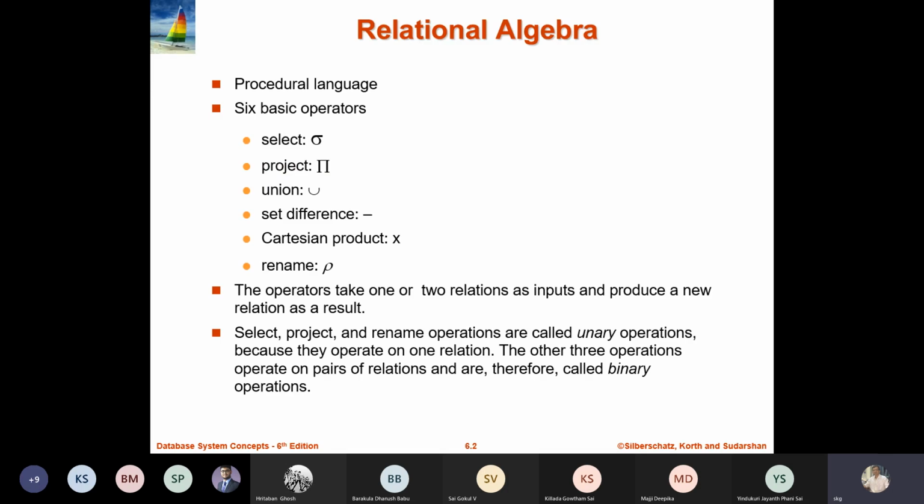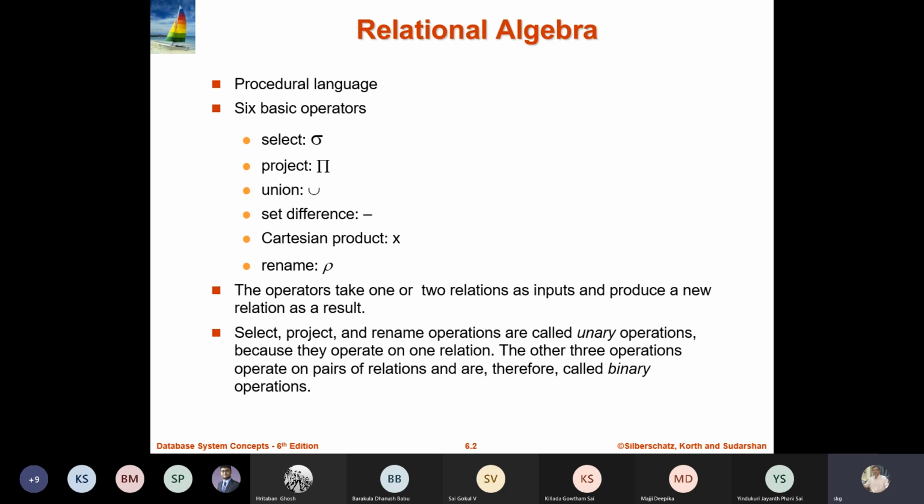So when we talk about relational, first we'll discuss relational algebra, and then we'll go to the other two forms of formal representations. Once we talk about relational algebra, this is a procedural language, whereas the other two, we'll see, are declarative.